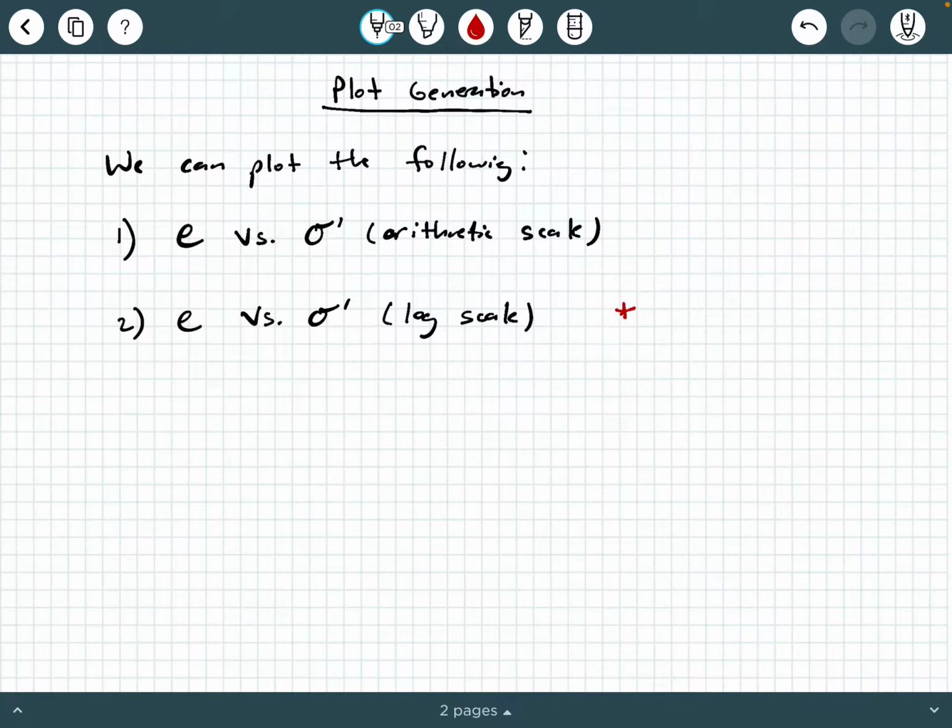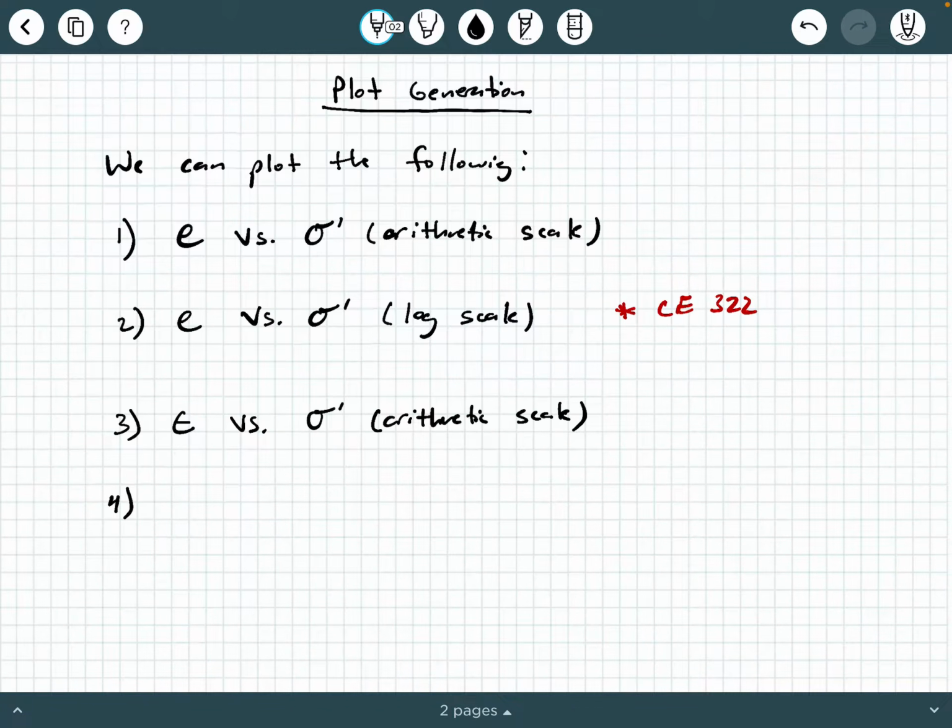So I'll put a note here. You should be familiar with this from CE 322, soil mechanics. That's what we investigated the most back then. We can also plot strain versus sigma prime on an arithmetic scale. And then number 4, we can plot strain versus sigma prime on a log scale. So the only one you're really familiar with from a previous class is plot number 2, but the other 3 are going to be slightly different.